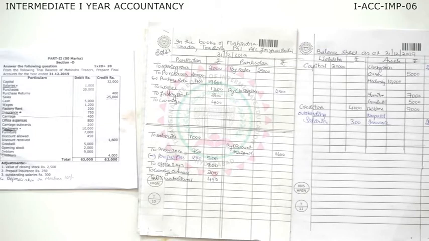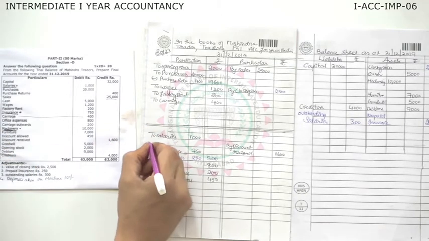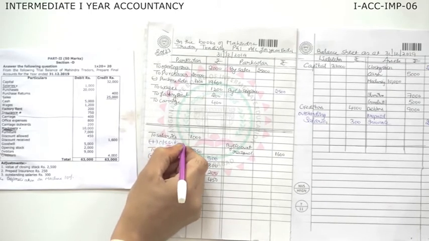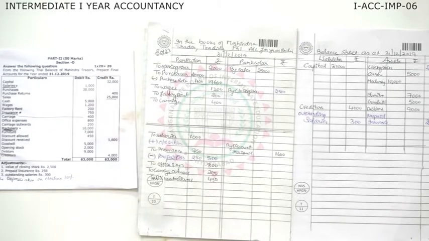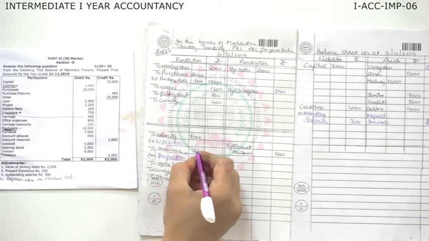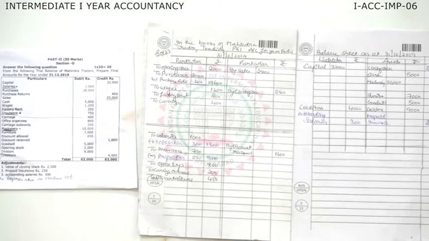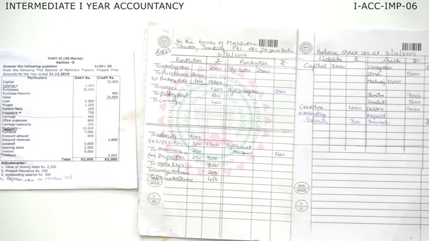What is the second effect? The second effect is that it will be added to salaries. So we go to salaries and add outstanding salaries. How much? 300. So the total is 1300. Then I added one more adjustment for you all, because these are the 4 or 5 adjustments which you are going to get in the exam.